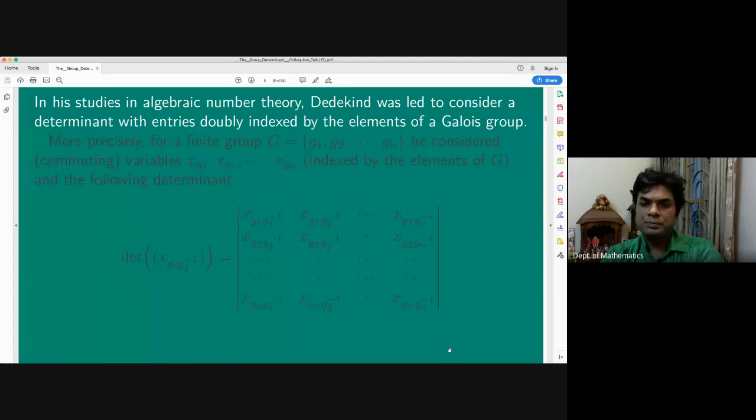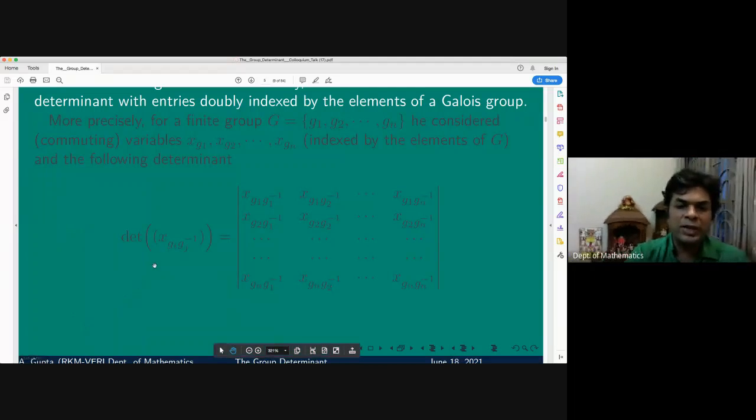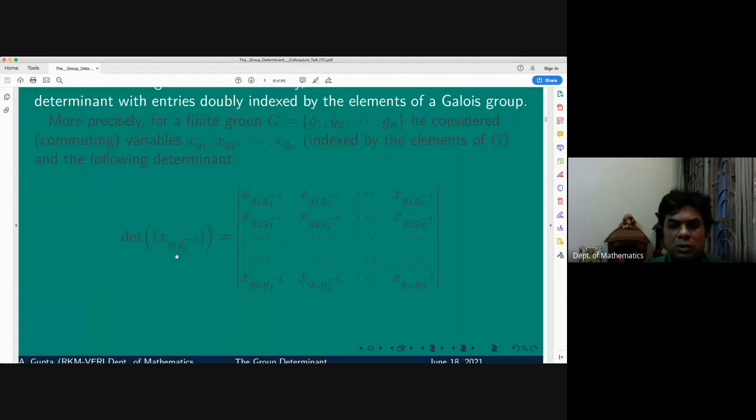Perhaps for the students, this is the first time that you are seeing this kind of thing, that you have some variables which are indexed by the group elements. And then we can form this determinant. So what is this determinant? Let me call out the entries. The first row starts with x_{g1 inverse}. Then the first row, second column entry is x_{g1 g2 inverse}. The second row, first column entry is x_{g2 g1 inverse}. So the general form of an entry on the left hand side of this equation is x_{gi gj inverse}. The ij entry is x_{gi gj inverse}.